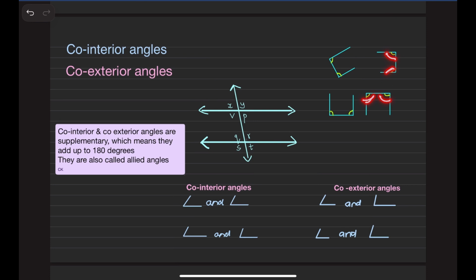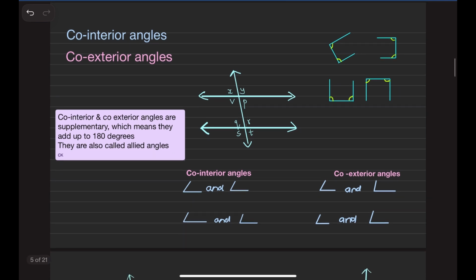Now be very careful. In co-interior angles and co-exterior angles, the angles are not equal, but they are supplementary. Supplementary means they add up to 180. We did this in the linear pair part if you have watched my previous video. So, they are asking us to name co-interior angles and co-exterior angles if there are two pairs.